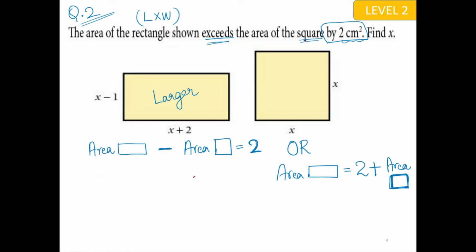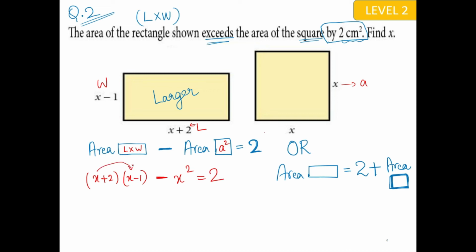Now you can start putting values into your equation. Area of the rectangle is L times W, and area of a square is A squared. For solving, I'll be using the first equation, which is length times W. My length and width are given here, and this is A, the side of my square. So x plus 2 multiplied by x minus 1, minus x squared, is equal to 2.